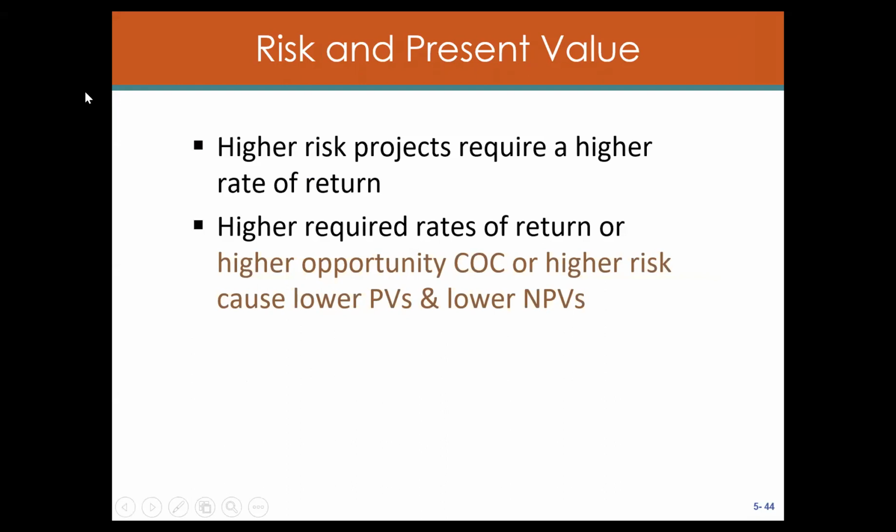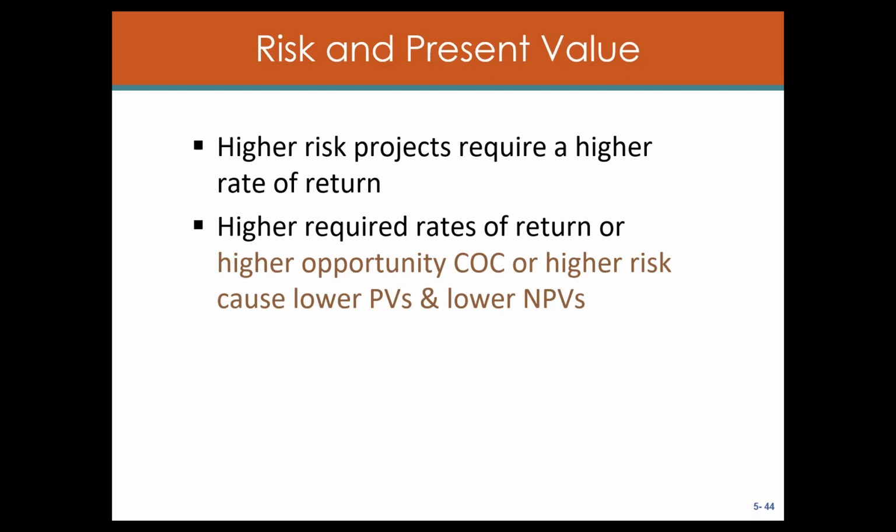Another important issue over here is risk. Remember that high-risk projects require a higher rate of return because people want to be compensated for taking higher risk. So higher required rates of return, or higher opportunity cost of capital, or higher risk cause lower present values and lower net present values. They will lead to lower present values and lower net present values.